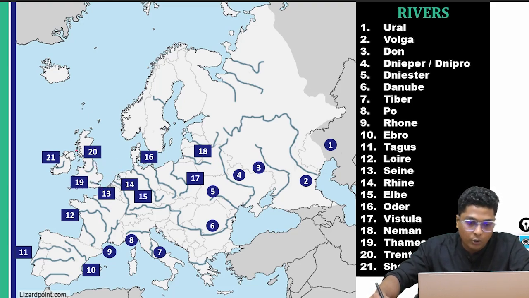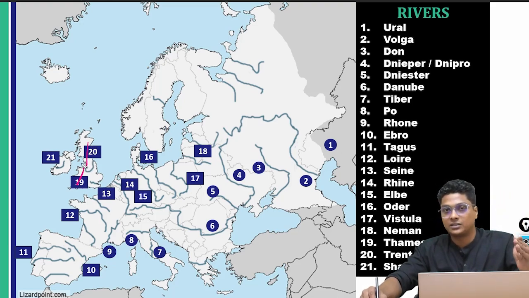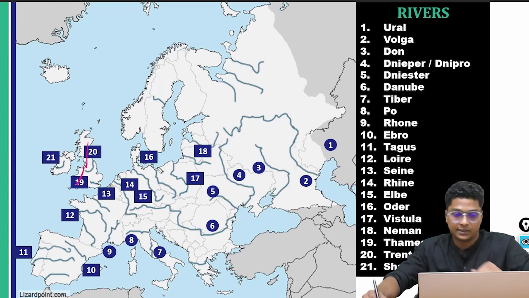And what is the water body here? Irish Sea, right? Are these rivers draining into the Irish Sea? No. Why? Here we have the Cambrian Mountain. Here we have the Pennine Mountain. So the elevation is relatively on the western side, so the rivers flow towards the eastern side.